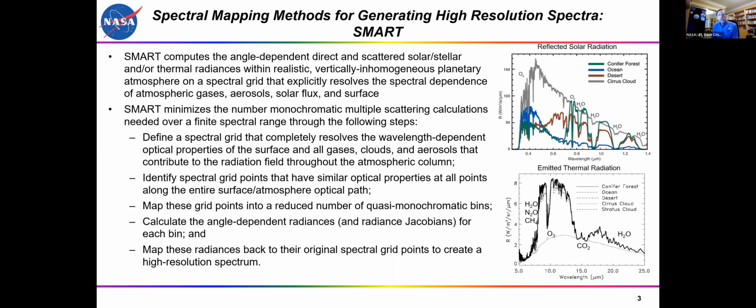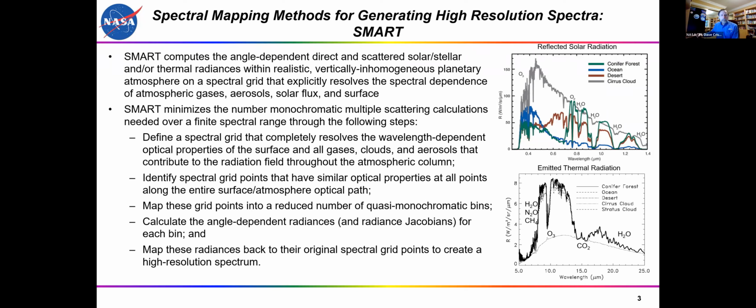So what do we do with SMART to actually calculate these spectra? Well, we start off just as if we were going to calculate the spectrum absolutely from first principles. We gather all of the optical properties together, and we populate a high resolution spectral grid with maybe 10 million points on it across these ranges. So that's the starting point. We define a spectral grid that completely resolves the wavelength dependent optical properties. And I need a resolving power of between 1 million and 10 million to do that, okay? To actually get that job done.